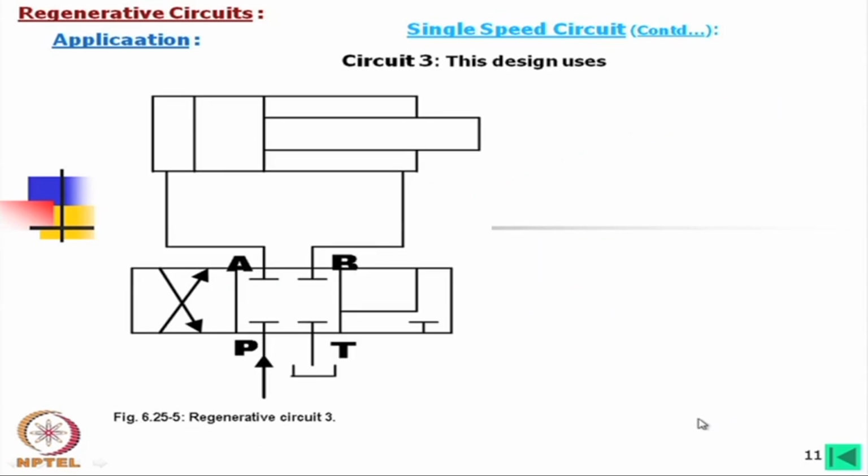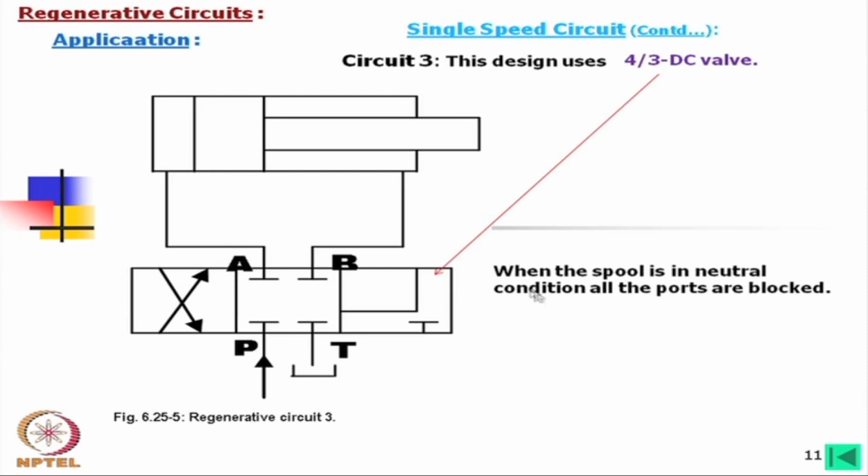Now, circuit 3. Before writing this, what is this valve? It is a 4 by 3 valve, a 4 by 3 DC valve. Now, when the spool is in neutral condition, all the ports are blocked, so there is no motion.